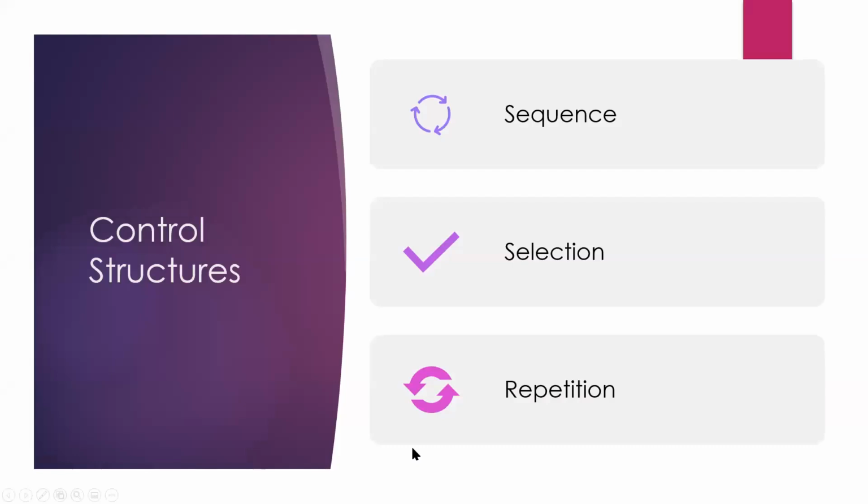To start with, there are 3 control structures we have to learn, right? There are 3 control structures. So let's take down. There are three types of control structures.